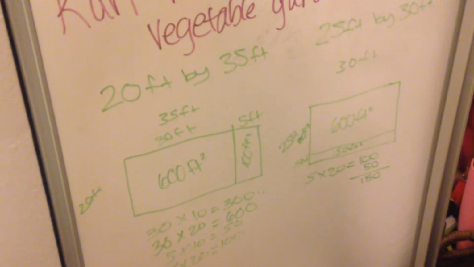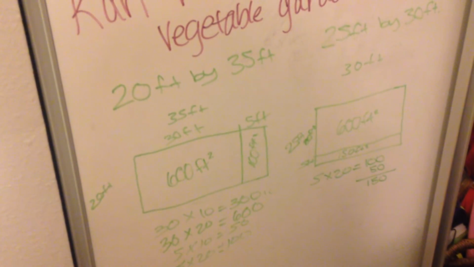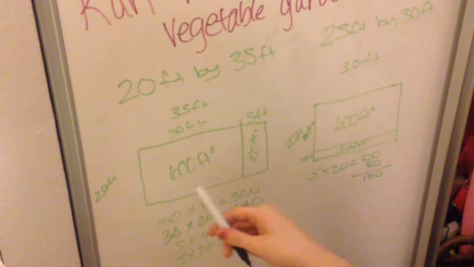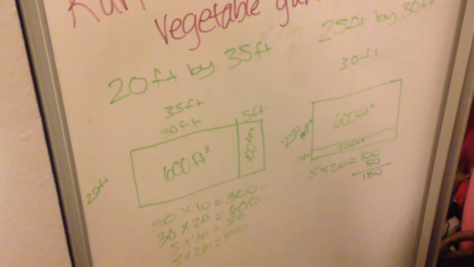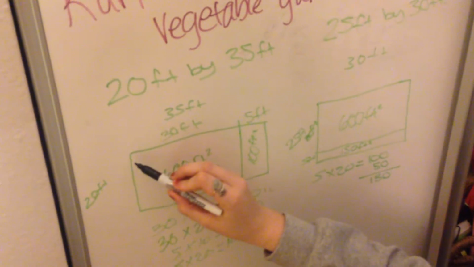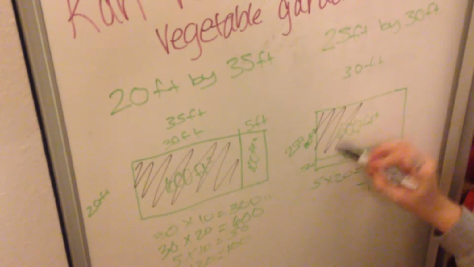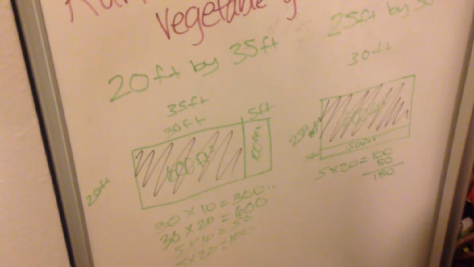So without even determining their total area, we can use a method of crossing out. As you can see, both Karl and Mckenna's gardens have a larger rectangle of 600 feet squared as their area. So since we know they both have that, I'm going to cross them out. We don't need to worry about that, because that's something that they have in common.